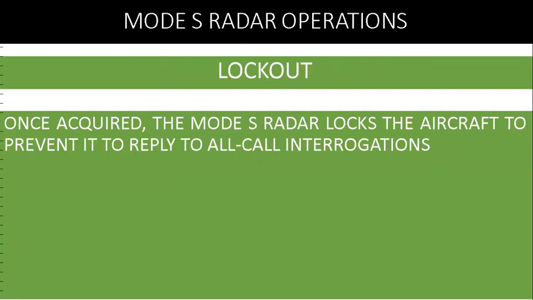Lockout. Targets that have been acquired in the all-call period are subsequently selectively interrogated for surveillance information in the MODIS period. Control information within the interrogations allows the ground sensor to apply lockout, which means that the target will not reply to all-call with that interrogator code for a period of 18 seconds.